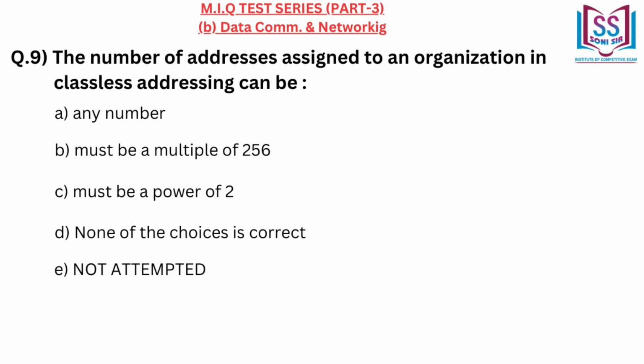The number of addresses assigned to an organization in classless addressing can be A. Any number. B. Must be a multiple of 256. C. Must be a power of 2. D. None of the choices is correct.